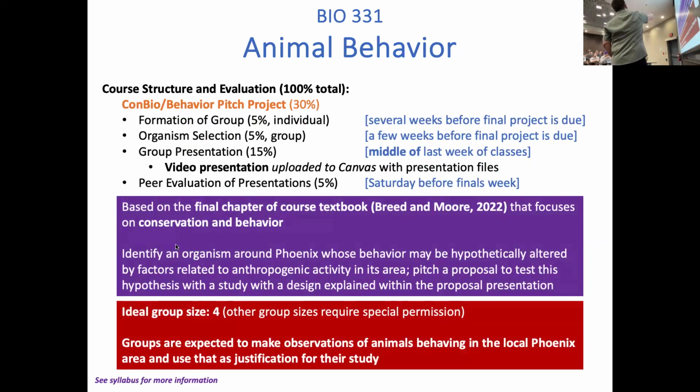Then after the reading exercise, there's this bio behavior pitch project. This is a group project that after the midterm, you'll start worrying about, and it's broken up. This 30% is broken up into these little subparts. So actually what you end up submitting ends up not being as much of a weight as it seems.